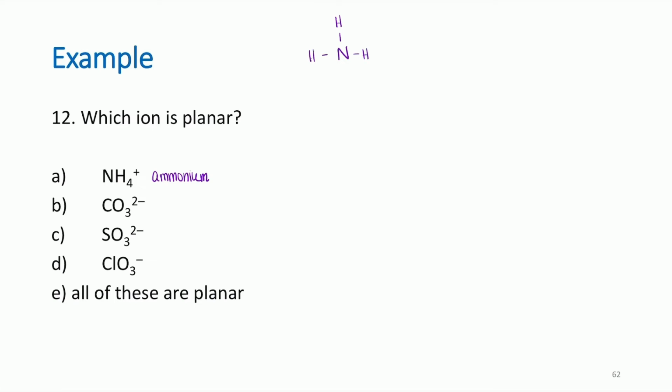Ammonium has 8 valence electrons. This is its Lewis structure. So it's got 4 areas of electron density. If I draw that into its shape, I see that this is tetrahedral.